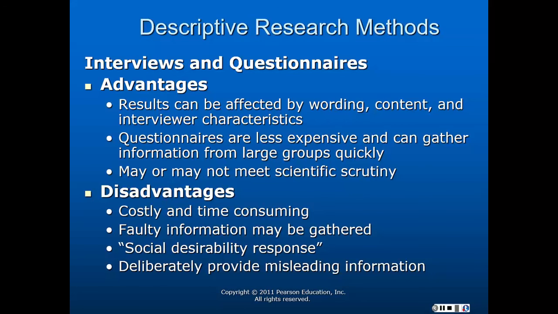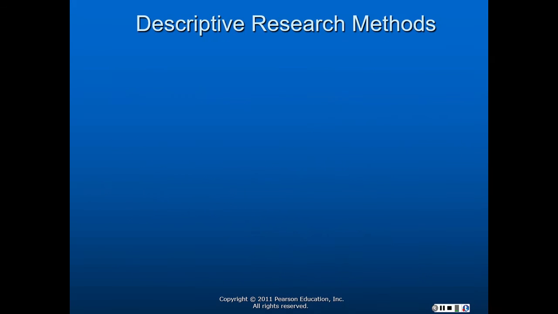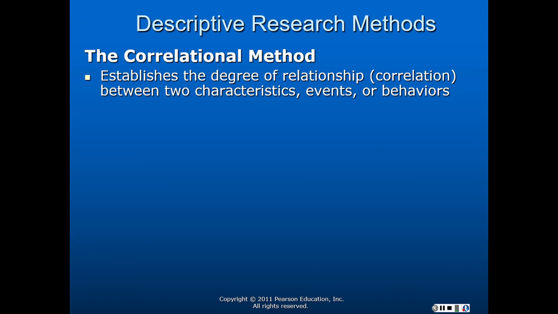consuming. Sometimes you'll find that faulty information will be gathered because people just go through the information without really thinking about the questions. Social desirability response is really huge. People oftentimes will say things to please other people. And then sometimes people intentionally mislead others in their information. So there are so many drawbacks to this form of research.